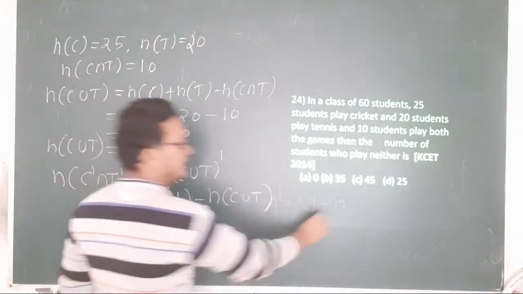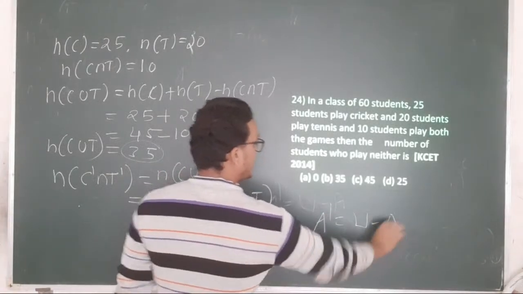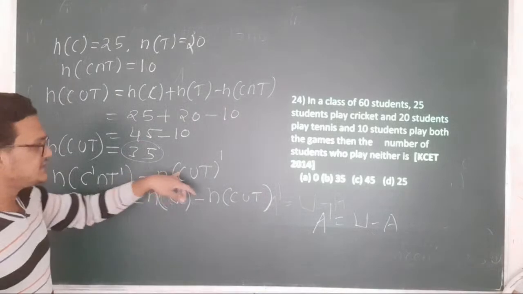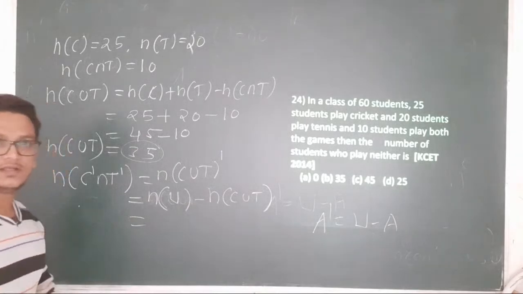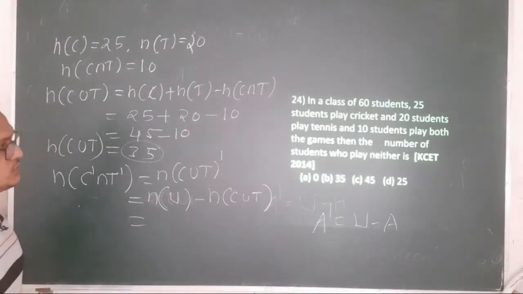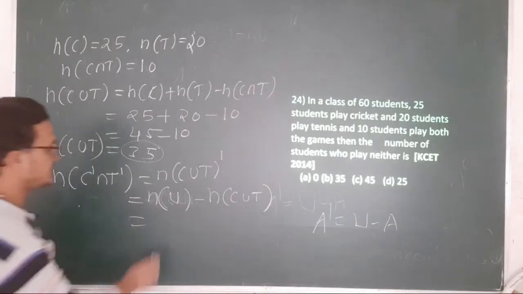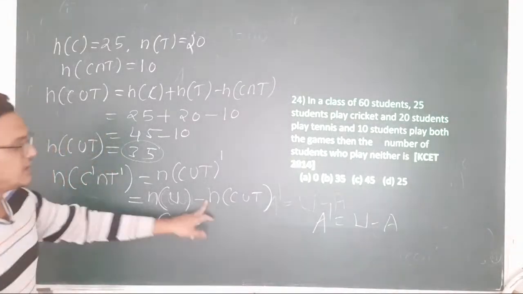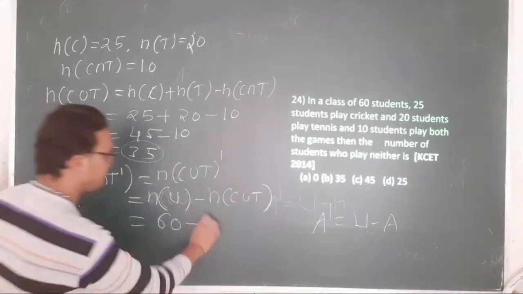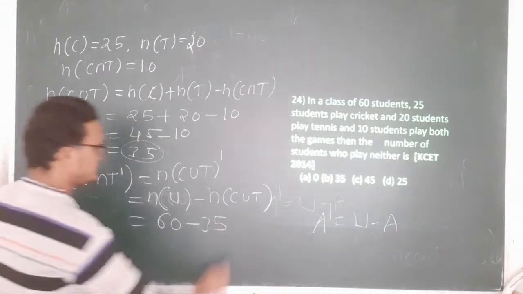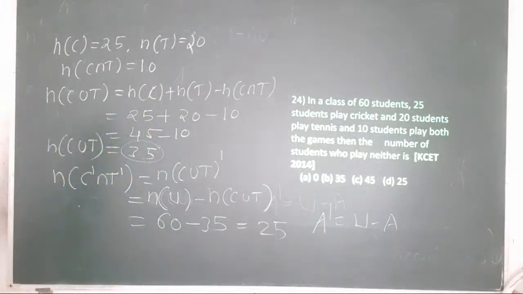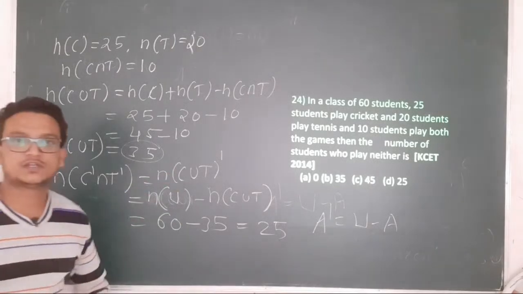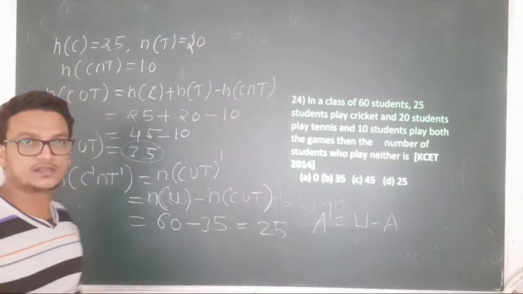How do we find A dash? That is U minus A. So like that, N of C union T whole dash can be written as N of U minus N of C union T. Now here N of U means what? Total number of students present in the class. How many? That is 60 minus N of C union T. This answer you know: 35. Now you just do the subtraction, 60 minus 35, which is 25. So which option is correct? Option D is correct here.